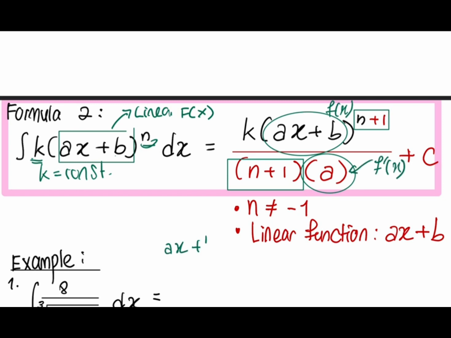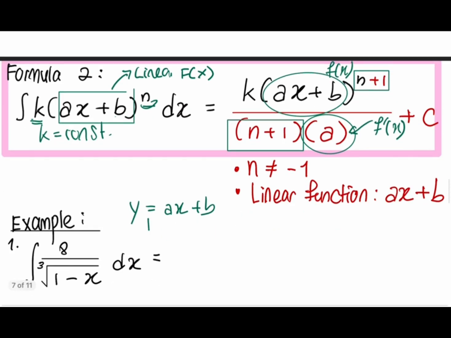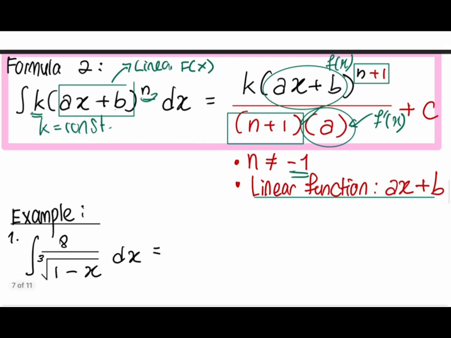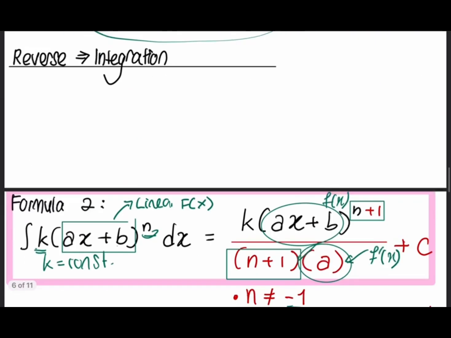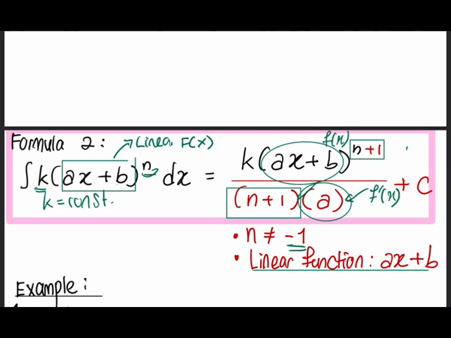Since we have ax plus b, let's say y equals ax plus b. If you differentiate it with respect to x, you get a, because you differentiate the constant b and get 0. So here is how the formula is used, but with the condition that n does not equal negative 1. If n equals negative 1, your denominator will be 0 and you get an invalid answer. It only applies to linear functions ax plus b. It's the same as the chain rule, but in reverse. You need to memorize this formula also, because it makes questions quite easy to solve.